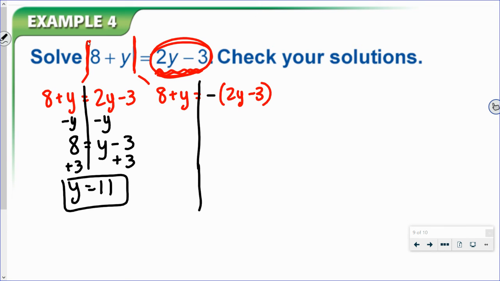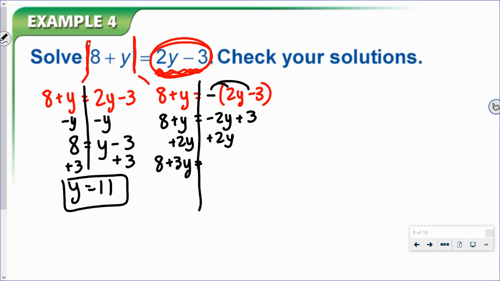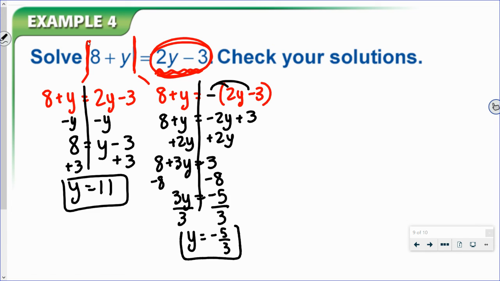All right, my second equation here, I'd have to distribute this negative first. So I get negative 2y plus 3 on my right-hand side. Now variables on both sides, I'm going to add the y's together. So add 2y. Try to keep my variables positive if I can. Then I can subtract 8 and divide by 3 to solve. Again, I know I'm kind of doing that fast, but we know how to solve equations. And I get negative 5/3 for my second solution.